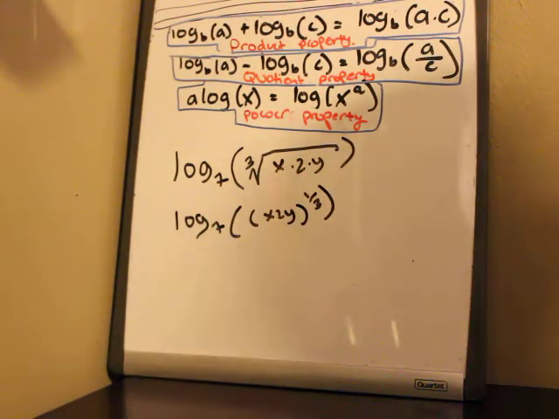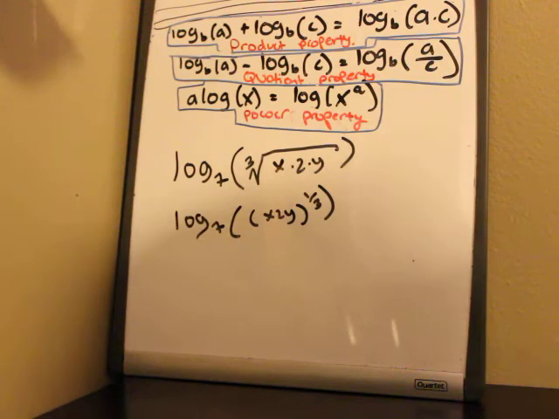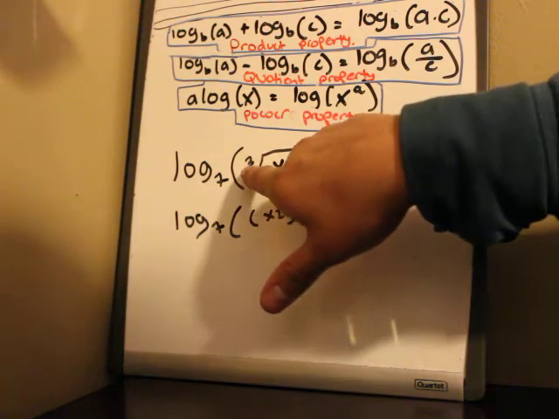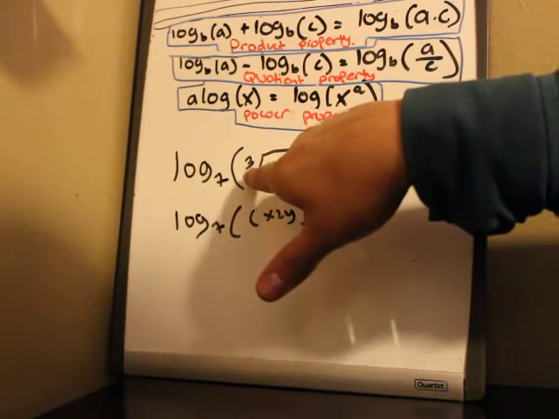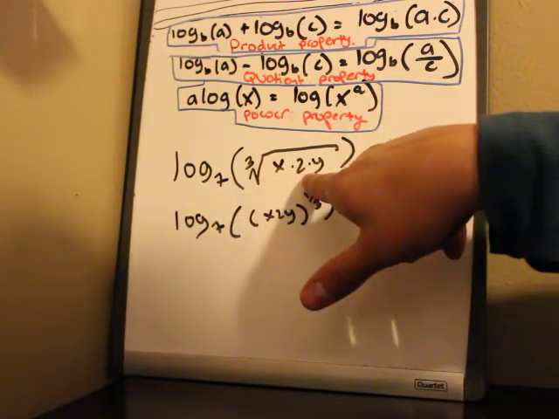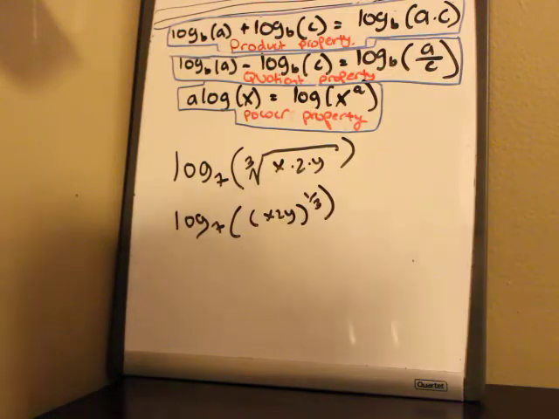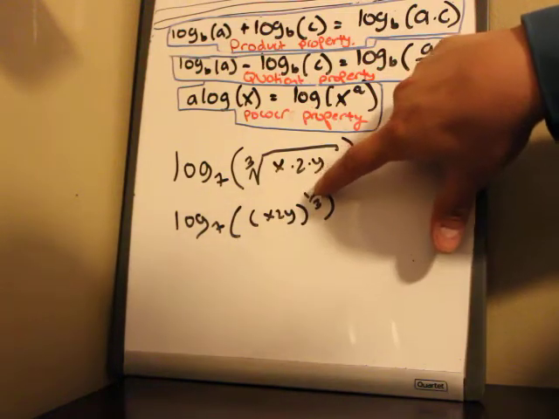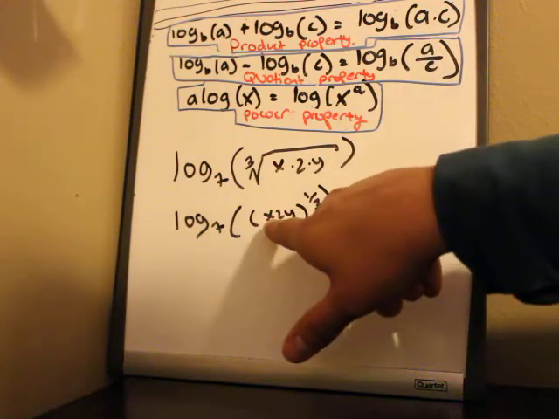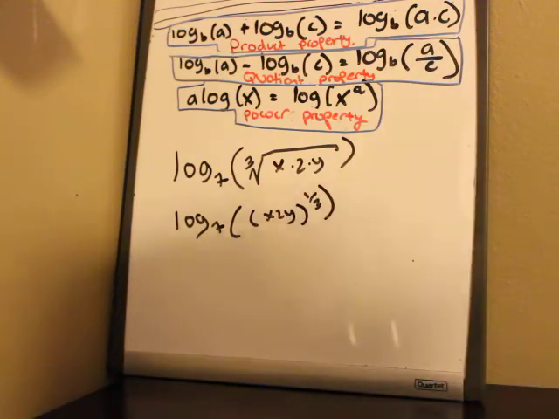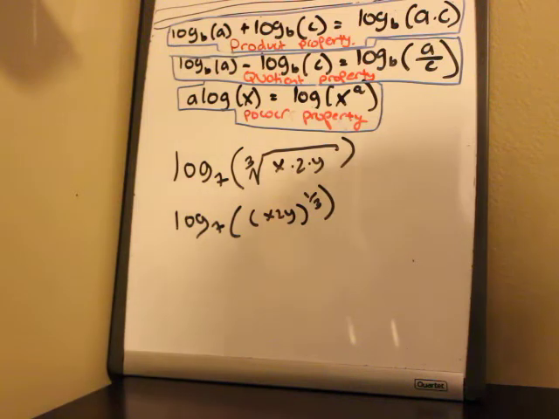Basically, whenever you see the number out here, the 3 in the cube root, that means that anything inside the root is the same thing as that, put in parentheses, raised to the power of 1 divided by 3. So this is x times 2 times y raised to the power of 1/3, 1 divided by 3.